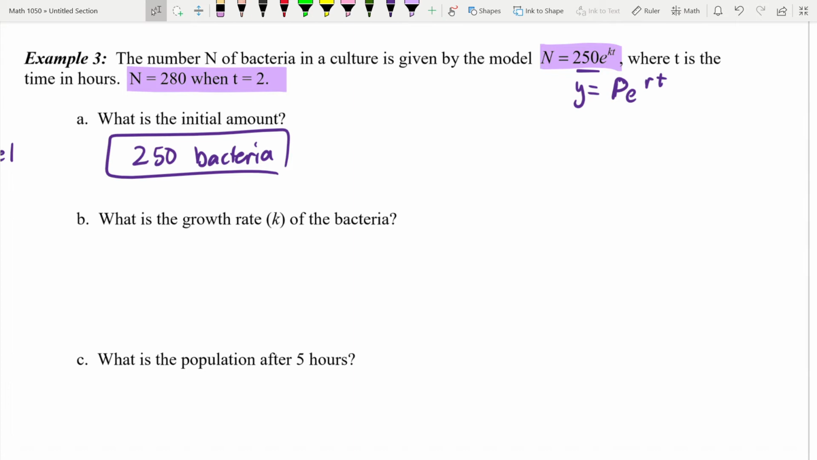How do you know that, Jackson? It goes from 250 to 280. Yeah, it's increasing. 250 to 280 increasing. I know my K is going to be positive. Okay, watch this and stick right with me, okay?